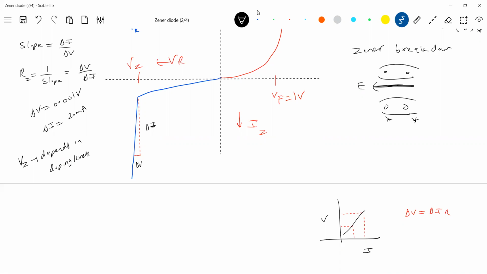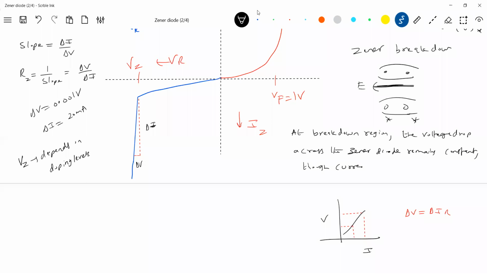So from the graph, what I observed is that at the breakdown region, the voltage drop across the Zener diode remains constant, though current increases. Better to say increases; we don't say current varies.